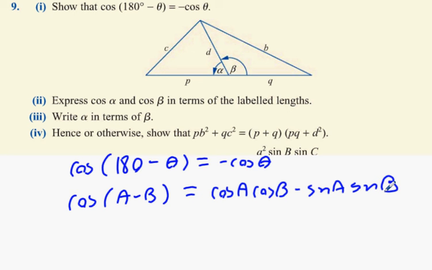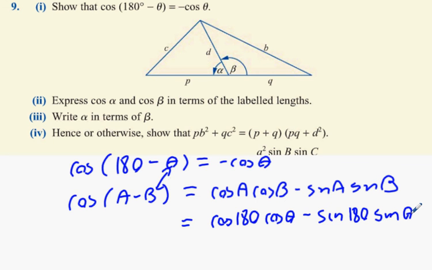What's A going to be equal to? 180. What's B going to equal to? Minus theta. And I'll just say theta, because the B matches up with the theta, the minus is taken into consideration. Now, here's the fun part. Cos 180 is minus 1. What's sine 180? 0. Is everybody happy that I've just proved that cos 180 minus theta is minus cos theta? You good with that?